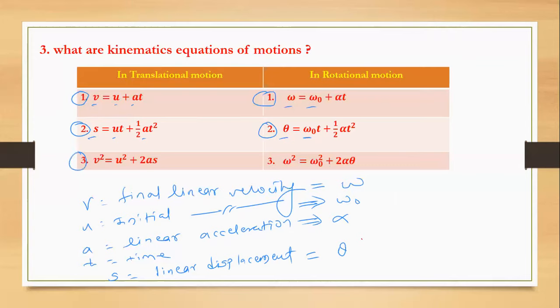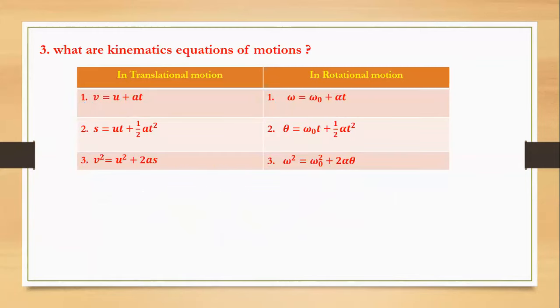Third kinematical equation: V square is equal to U square plus 2as. Replacing the corresponding quantities, we can write the kinematical equation for rotational motion. Omega square is equal to omega 0 square plus 2 alpha theta.